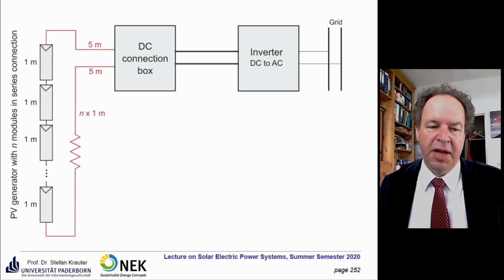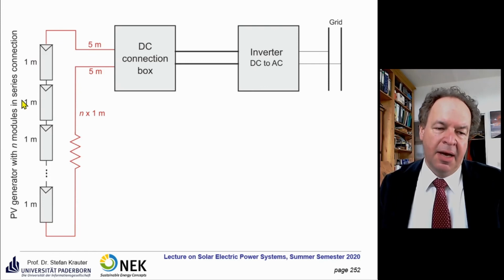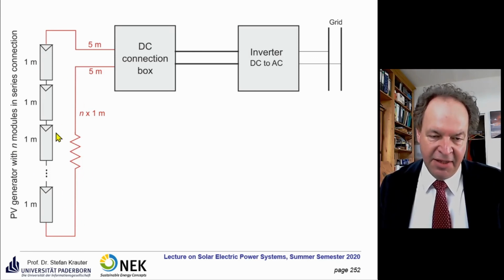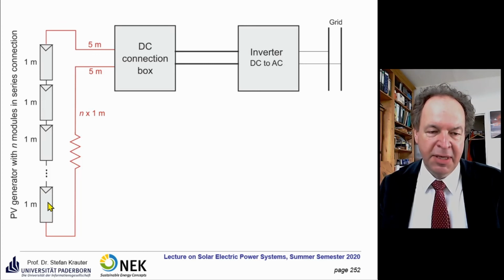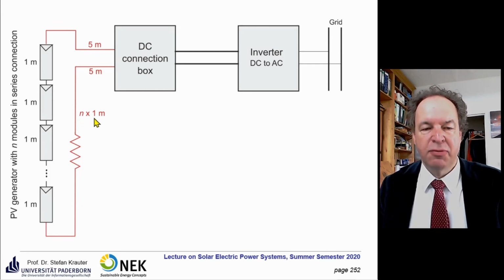This is a configuration. So you have here a PV generator with N modules in series connection. The size of the modules, because you have to calculate the length of the cable, should be 2 by 1 meter, and you put it together on the small side. So you have a 2 meter, 1 meter, 1 meter, 1 meter. So if you have, for example, 40 modules, this is 40 meters, and so on. And so you have 40 times 1 meter.